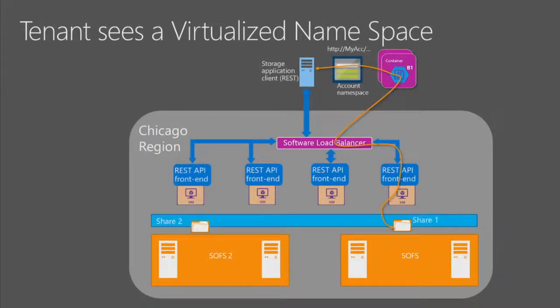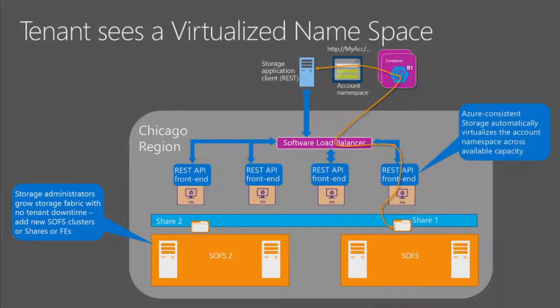Now, from a service administrator perspective, the service administrator has added another cluster because maybe he wants resiliency reasons. He wants it to be a different cluster. Now, a couple of things to notice here. The account namespace is automatically virtualized across the available capacities. The storage administrator could add new shares, new clusters, all the while the tenant is up and running. There's no tenant downtime, and the next time the tenant creates a new object, a table this time, that's automatically getting routed to a share on a different cluster altogether, right?